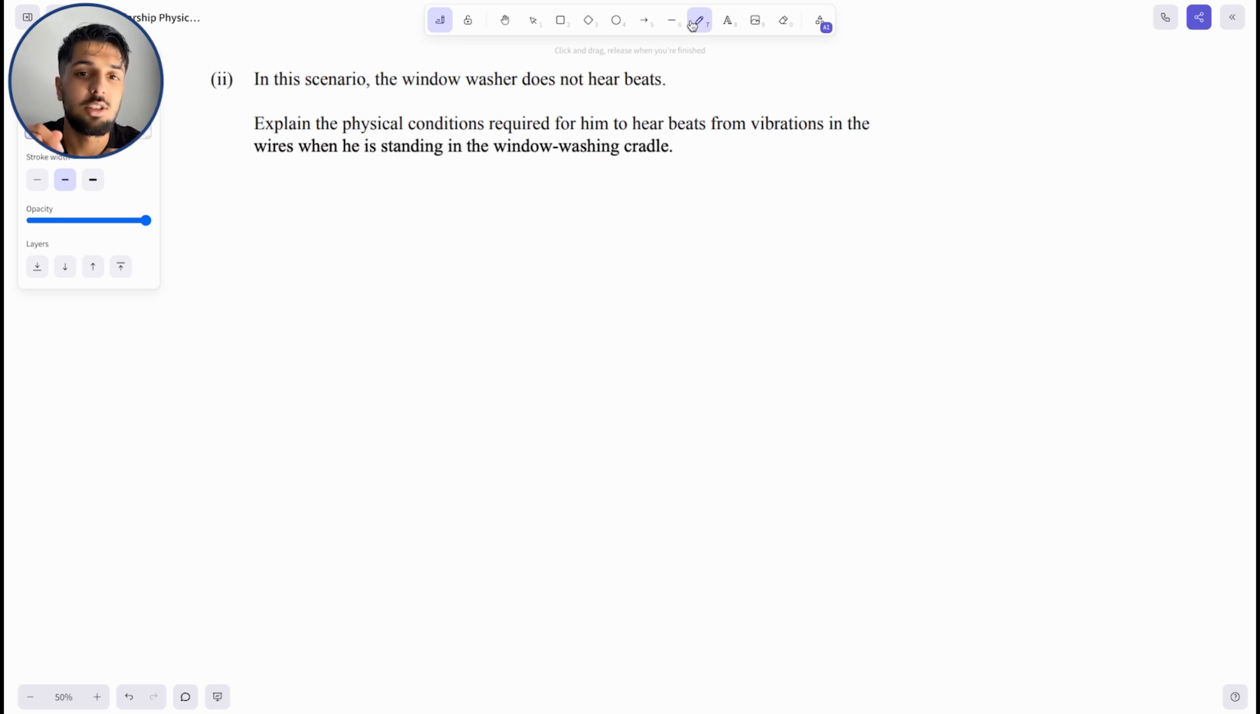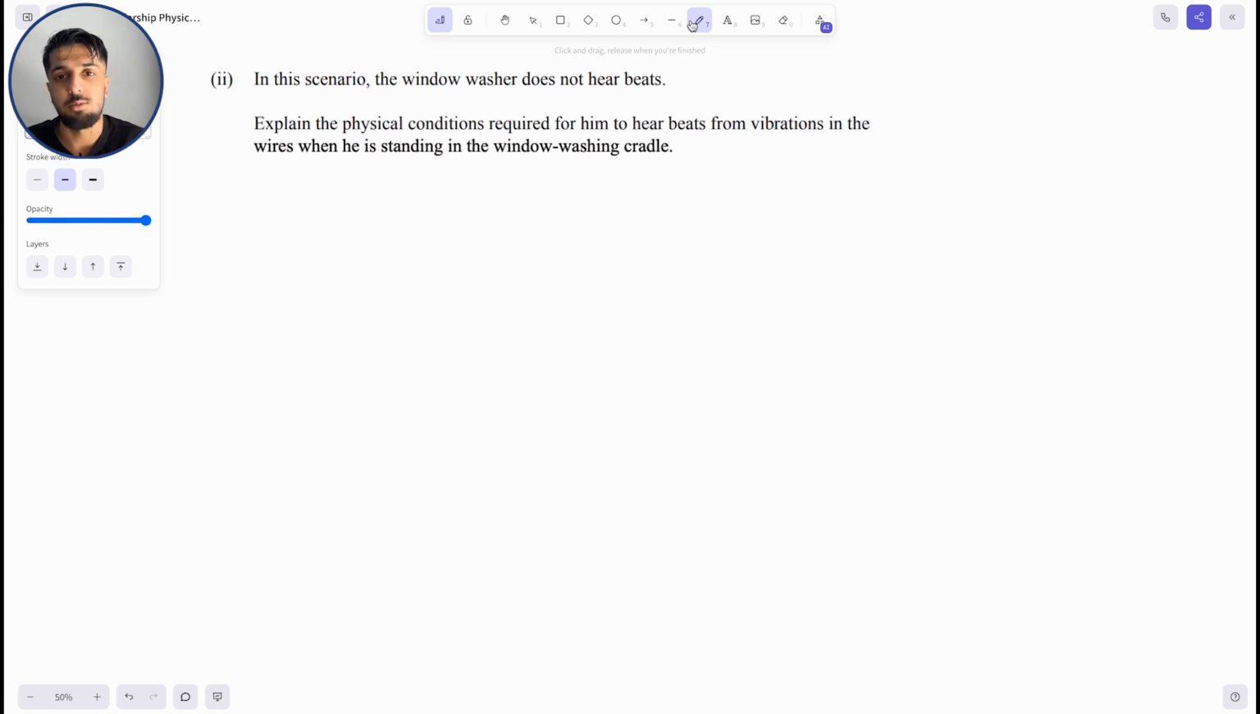Explain the physical conditions required for him to hear beats from the vibrations in the wires when he is standing in the window washing cradle. This is because beats occur when two waves of similar frequencies are superimposed at a fixed point. Due to their slight difference in frequencies, the path difference is not going to remain constant, and therefore you hear a fluctuation of maxima and minima. In this case, the frequency is constant, and therefore he's not going to hear any beats.